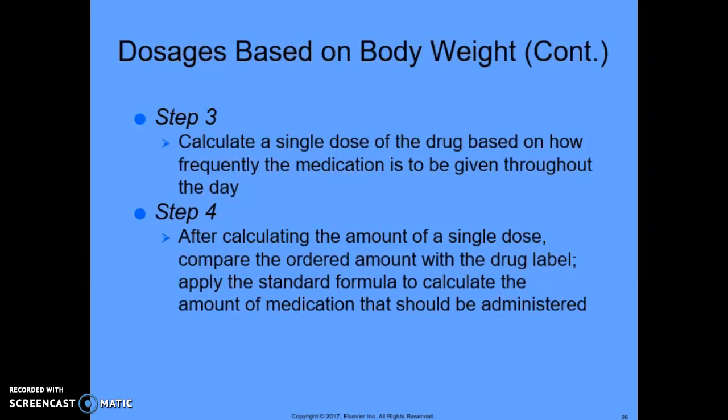Then, after calculating the amount of a single dose, you want to compare the ordered amount with the drug label and apply the standard formula to calculate the amount of medication that should be administered. Again, we're using our critical thinking. We're always looking at each step and asking, okay, does this part make sense? You're checking your calculations, and then you're kind of working backwards once you get your calculations to say, okay, this is what the doctor ordered. This is what I'm about to administer. Does it add up? And you can look at procedure 10.3 here.